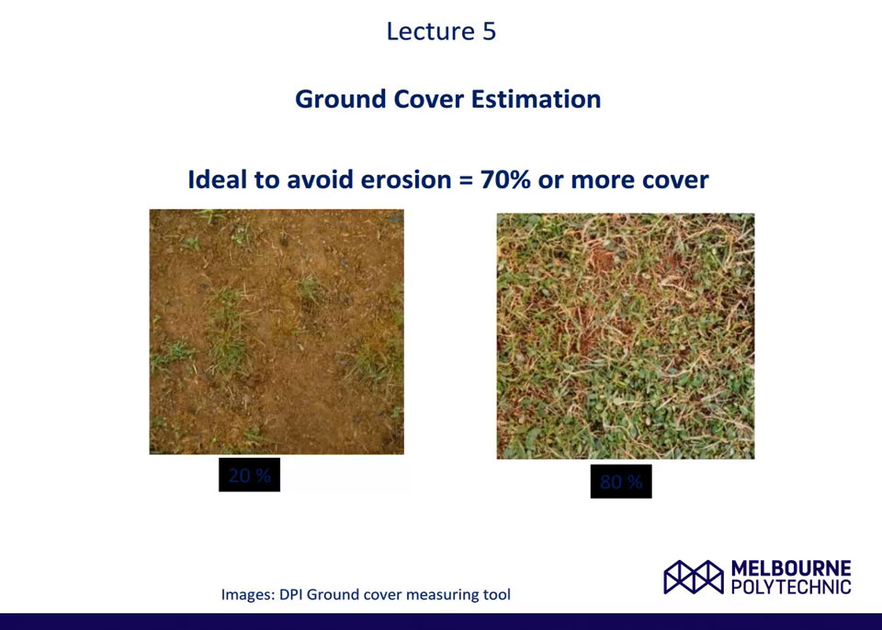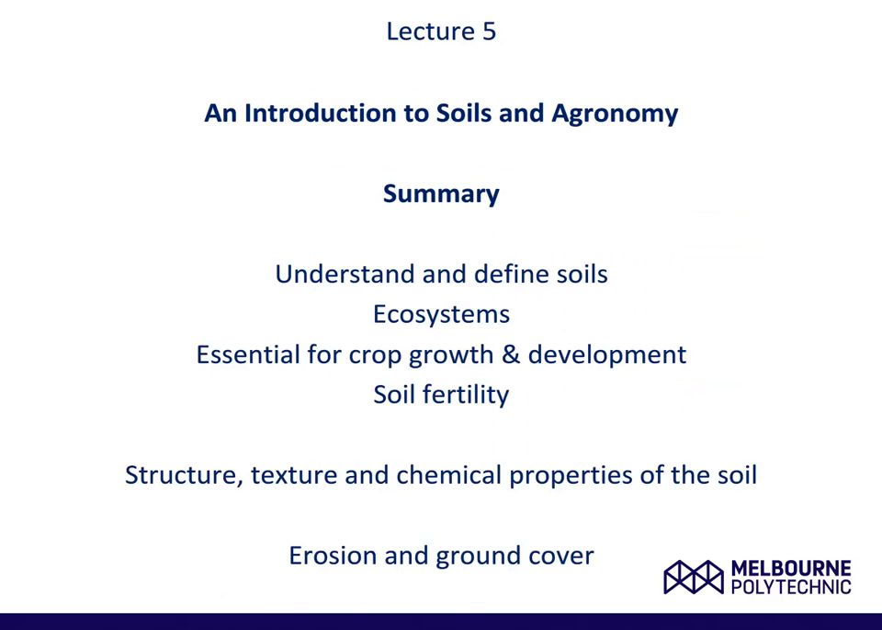This slide shows two images obtained from DPI. One on the left-hand side demonstrates 20% ground cover estimation, while the one on the right-hand side shows 80%. To avoid soil erosion, you should aim for a 70% or more cover on your soils. Let us review what we have learnt in this lecture.